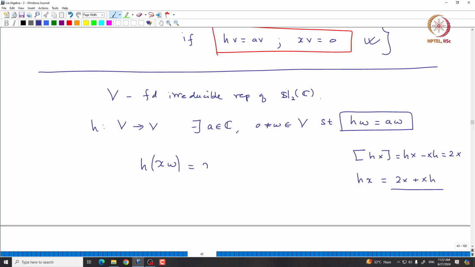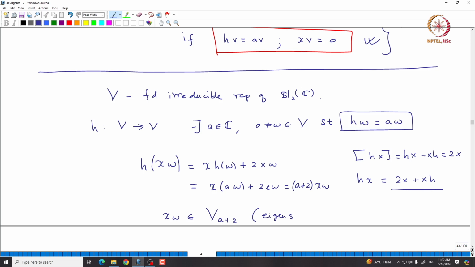So, it becomes x of hw plus 2xw. Note that hw is aw. So, then it is becoming x aw plus 2xw. So, that means you can take a plus 2 outside and then xw outside. So, that means xw, whatever it is, is going to lie inside the a plus 2 eigenspace.